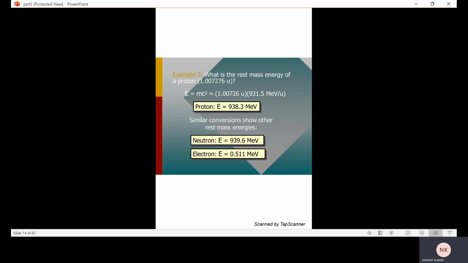This is a simple problem about Einstein's formula. What is the rest mass of a proton? We apply the formula E is equal to mc square and we can find the rest mass of the proton.